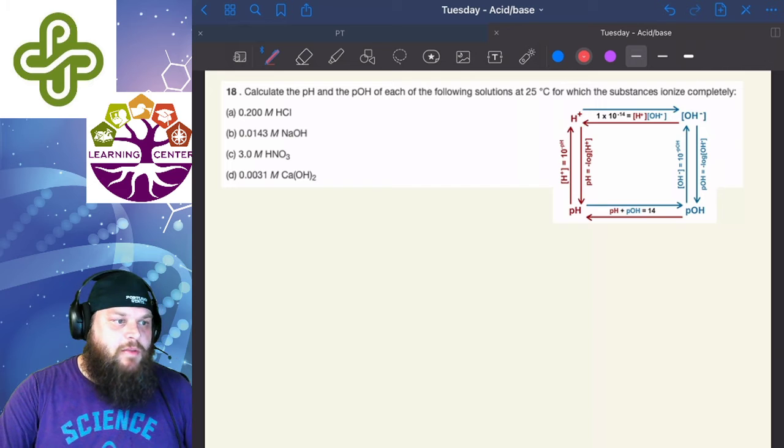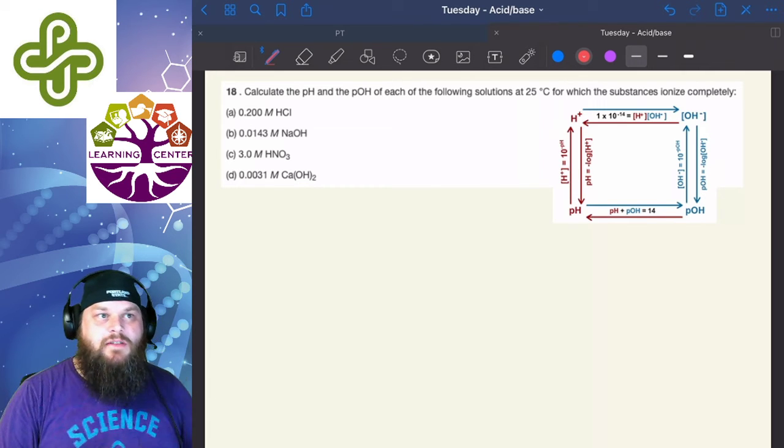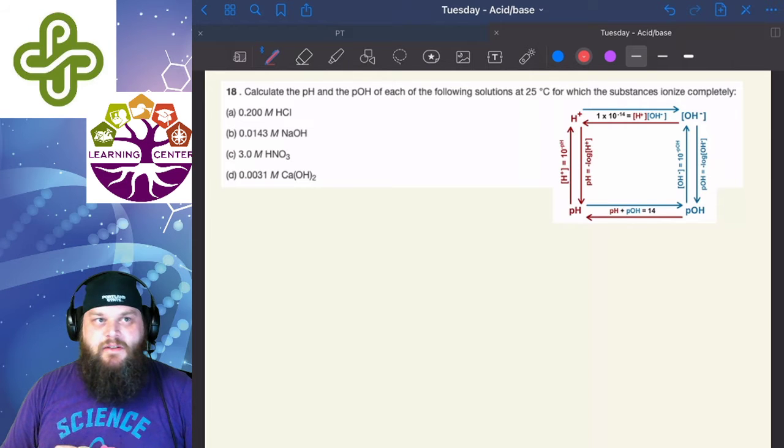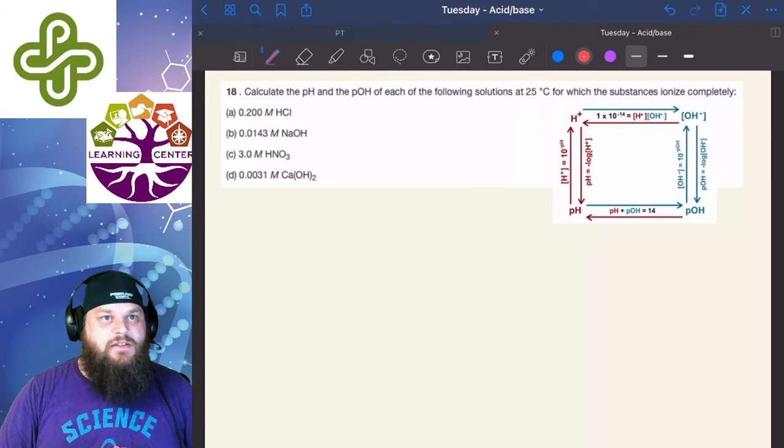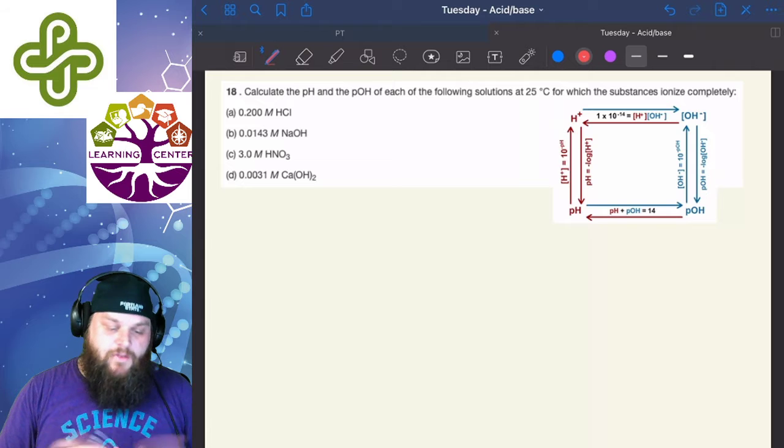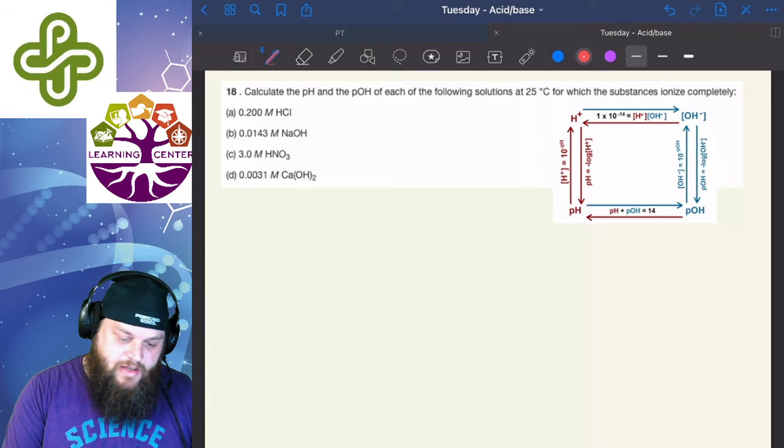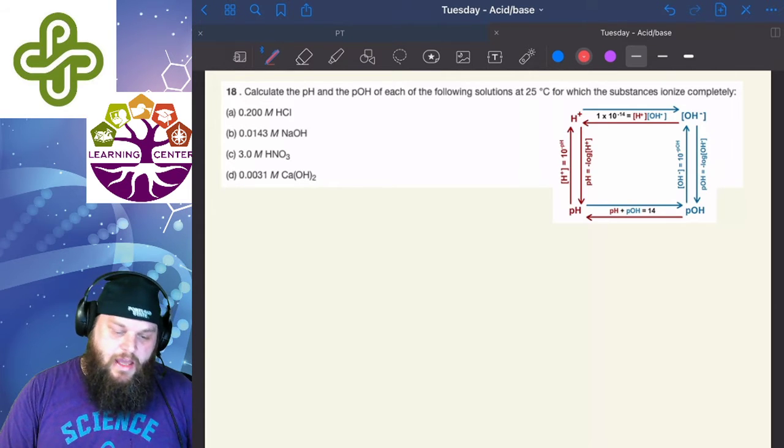This next one, number 18, says calculate the pH and the pOH of each of the following solutions at 25 degrees Celsius, for which the substance is ionized completely. So they have a few concentrations here: HCl, NaOH, HNO3, and Ca(OH)2, or calcium hydroxide.